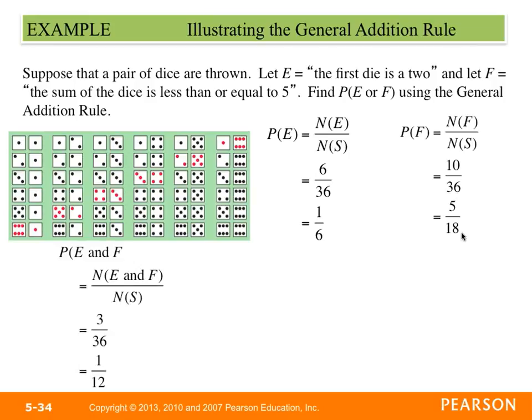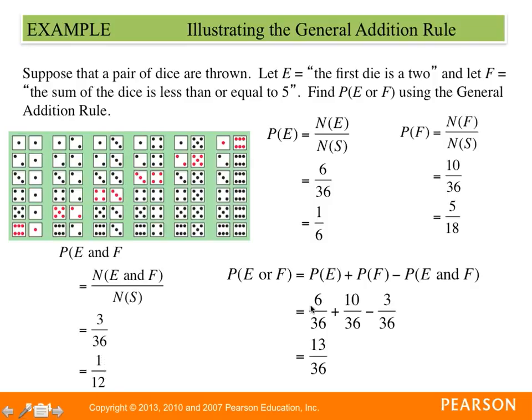And then what we want to find is the overlap. So we're looking for things that fit into both groups. Which ones did we select twice? So we're looking for ones where the first die is a 2 and the sum of the dice is less than or equal to 5. If you actually look at it, these three observations right here, 2 and 1, 2 and 2, 2 and 3, they all have 2s as their first die, and the sum of each of them is less than or equal to 5. So there are 3 observations that are in our overlap. 3 out of 36 or 1 out of 12.